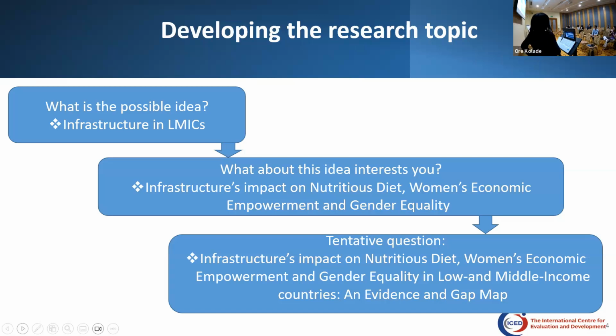So the first step is to get a general idea about what you want to do. So for instance, the one that we have done, we had infrastructure as a general idea. And here we are interested in low and middle income countries. And then you come down to what it is about this general idea that you want to research or you want evidence on. Then your outcomes come into play. So here you're looking at how infrastructure can impact nutritious diet, women's economic empowerment, and gender equality.